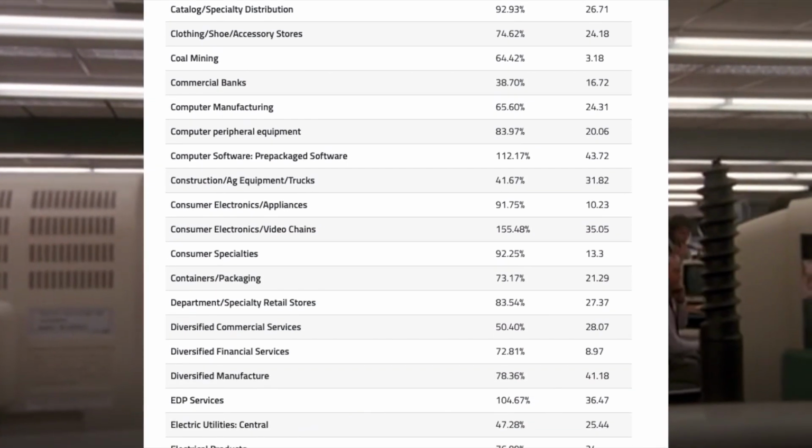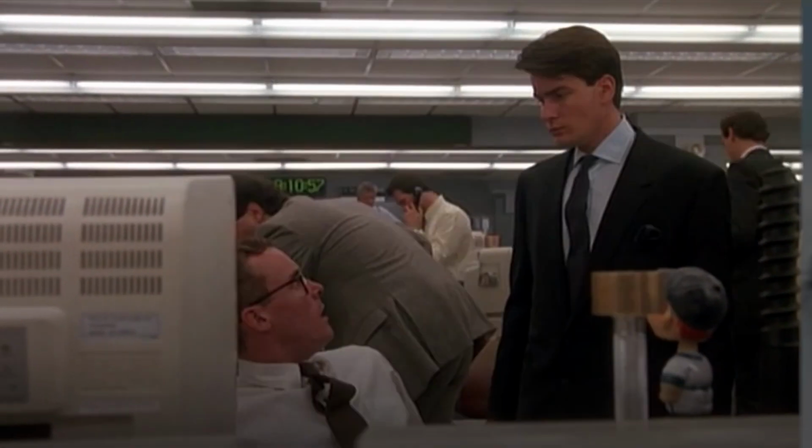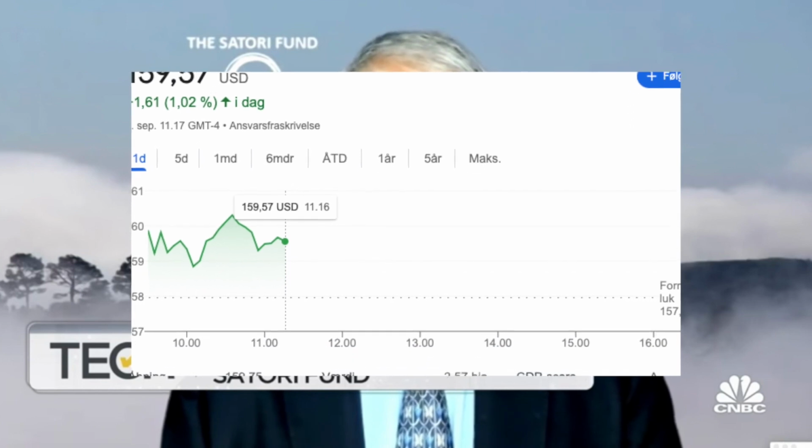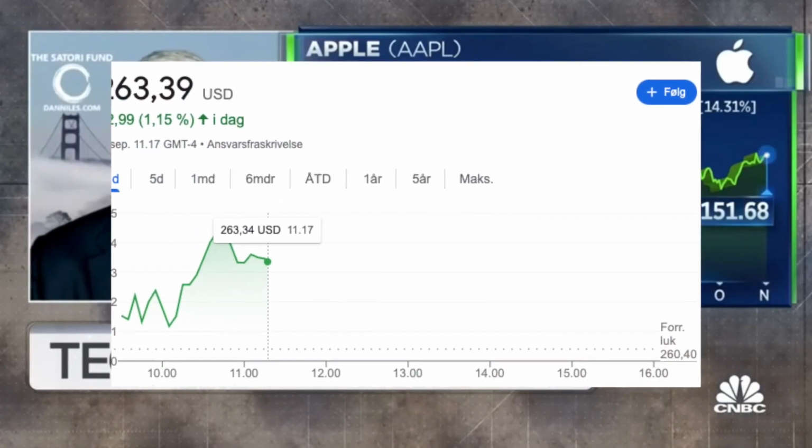Even if you compare two companies in the same sector, what if you compare Apple versus Microsoft? What if they're both overvalued? Right now, investors think Apple is a better buy, so they're driving up the price.